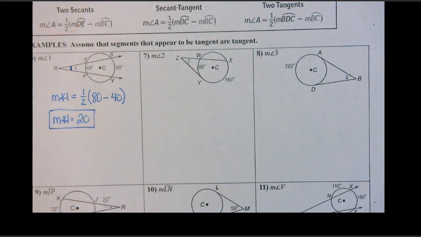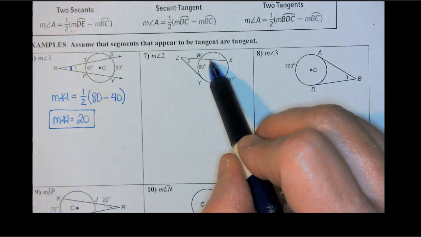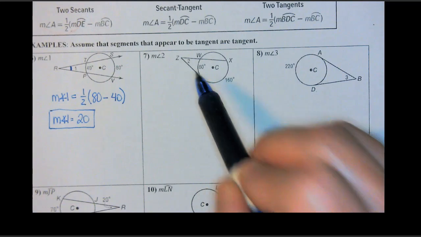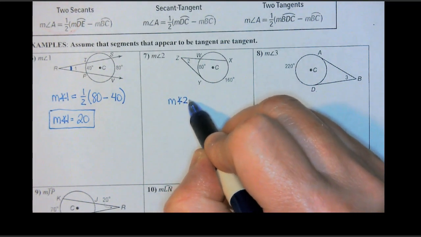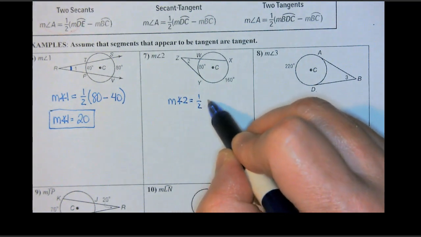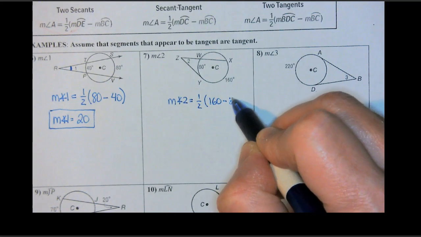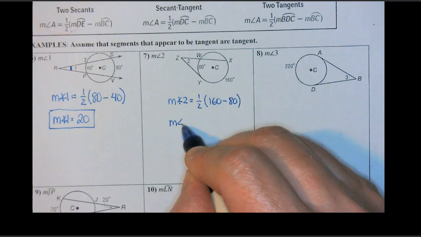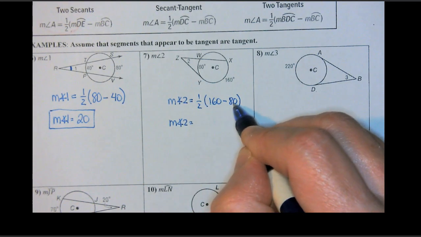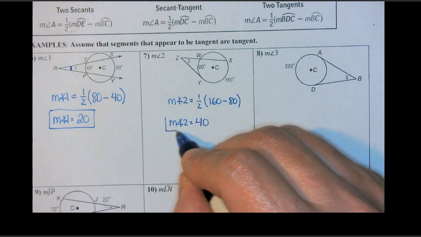Okay, here we had two secants. Now I have a secant and a tangent. So again, the measure of angle 2 equals 1/2 the bigger arc, 160, minus the smaller arc, which is 80. So it'll be angle 2. 160 minus 80 is 80, times 1/2 is 40.